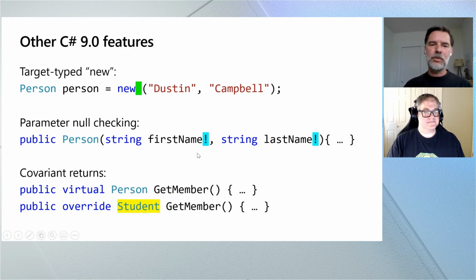And finally, I want to mention covariant returns, where we let you specify a more specific, more derived return type when you override a method, so that you can get a better static type of that. If you call it and you know you're calling it on something that returns a student, you don't have to cast. Little useful things like that.